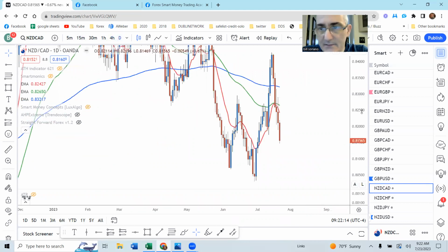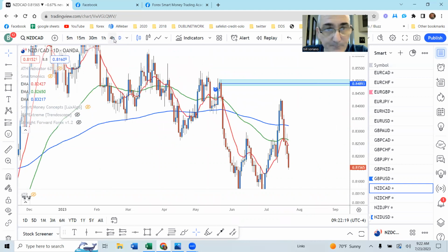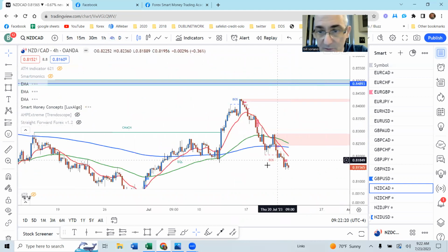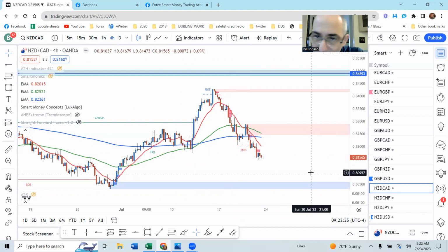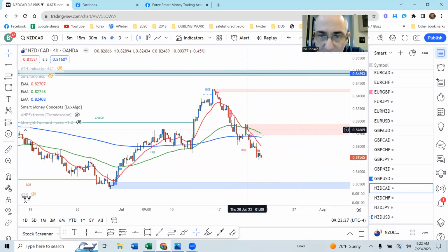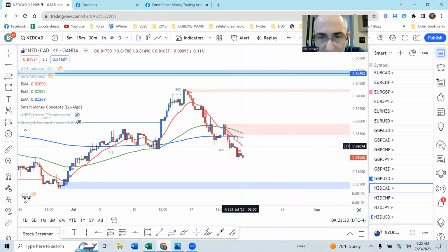NZD CAD. On the daily, we got bearish order flow. And we have this order block. It's giving us a new order block right here, which I kind of like. I don't like it now because, you see here, this red candle isn't engulfing the blue candle. And there is some imbalance, but not a whole lot.